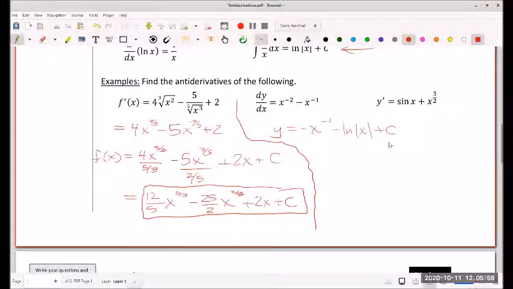We don't know what they are. We can just combine them into one constant of integration for both terms, right? So this is it. We can't really simplify that. We can write maybe x to the -1 is 1 over x, but that's good enough.